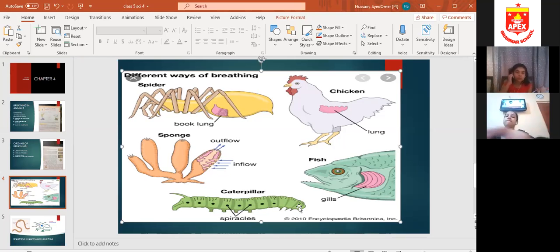Located on the sides of their body. आपको नजर आ रहे हैं ये spiracles कहाँ located है? इनकी body की side पर. Okay, ये इनकी body का upper part है ना और ये lower part है. तो ये body की side पर ये holes present है. They are located on the side. Oxygen enters through the spiracle and reaches every part of the body through a network of air tubes.